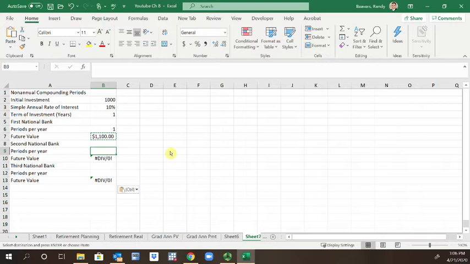But now in cell B9, let's put 2 in. So 2 periods per year, that would be semi-annual. You can see that the number is a little bit higher. You get $2.50 more interest because the compounding happens twice a year instead of just once.